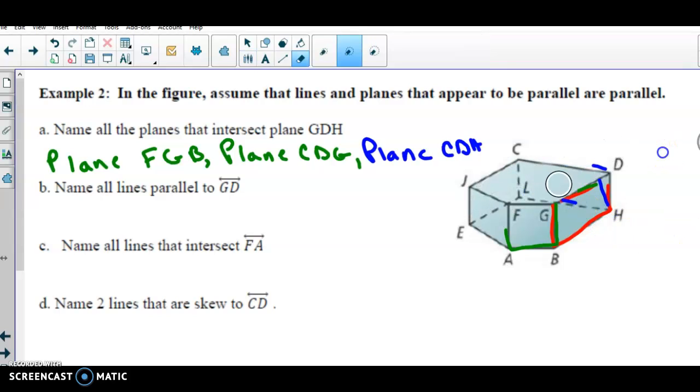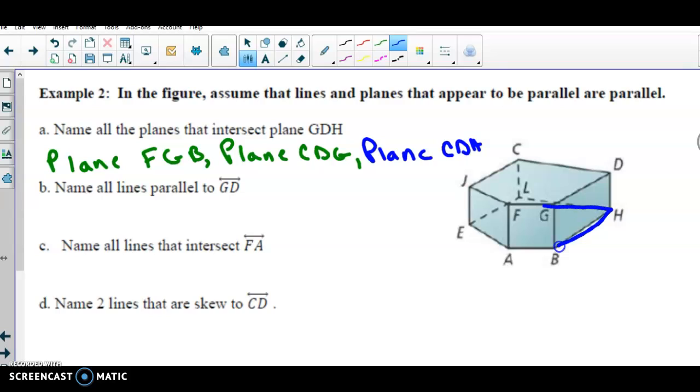Let me erase all of these. This bottom side here would touch it. So I could call it plane HBA. I only need 3 letters.